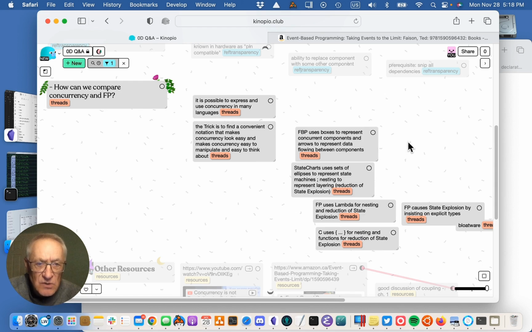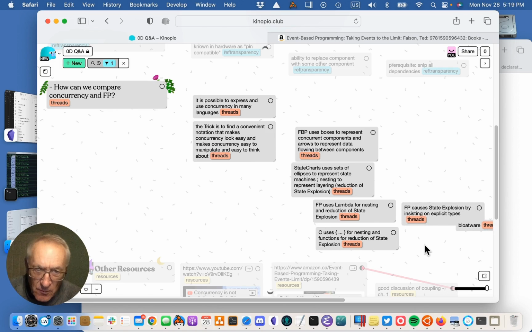State charts uses sets of ellipses to represent state machines, and state charts uses diagram nesting to represent layering, and is the way that state charts reduces the state explosion problem. Functional programming uses lambda for nesting and for the reduction of state explosion. On the other hand, functional programming causes more state explosion by insisting on explicit types. That, I think, leads to bloatware.